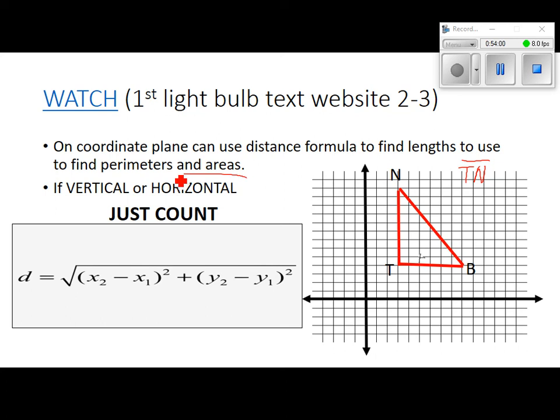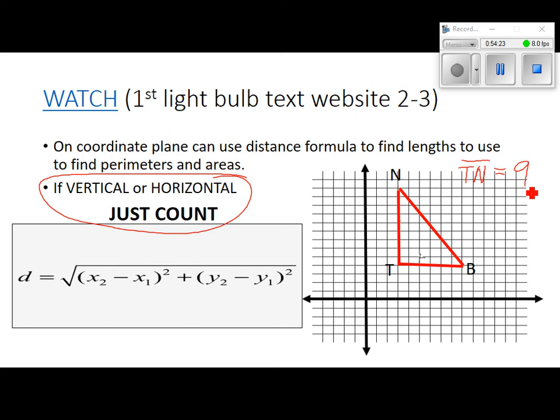Alright. If you have segments, you don't want to make any of this any harder than it has to be. If you have segments that are vertical or horizontal on a graph, just count. Don't make it harder by doing the distance formula. Ready? 1, 2, 3, 4, 5. So how long is segment TN?